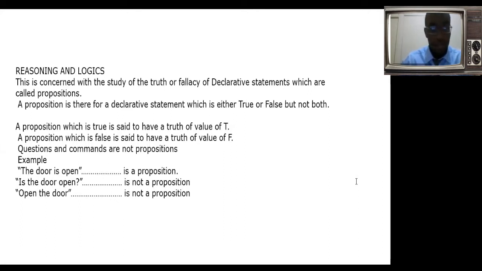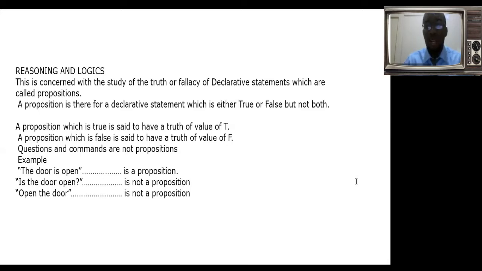All right, welcome. So, we're going to be talking about reasoning and logics. Just as the name suggests, reasoning. What comes to your mind when you hear of reasoning? Something that makes sense, right? Logics, right? Things that follow a sequence. It has a flow, it has a pattern, and it makes sense.